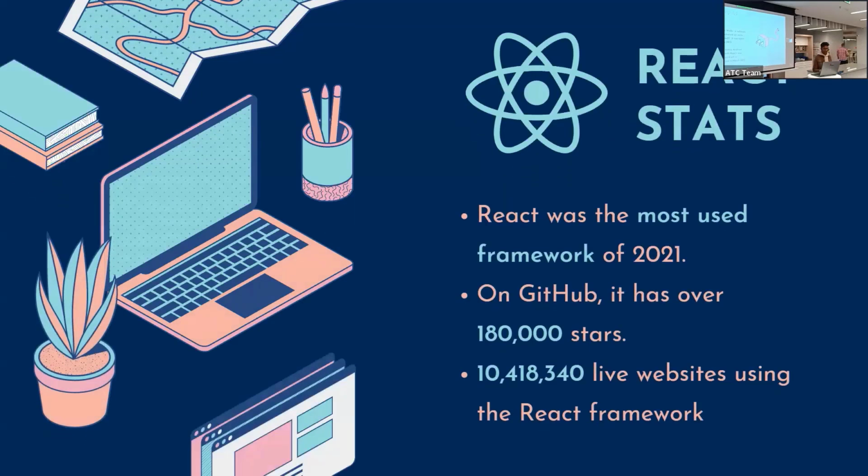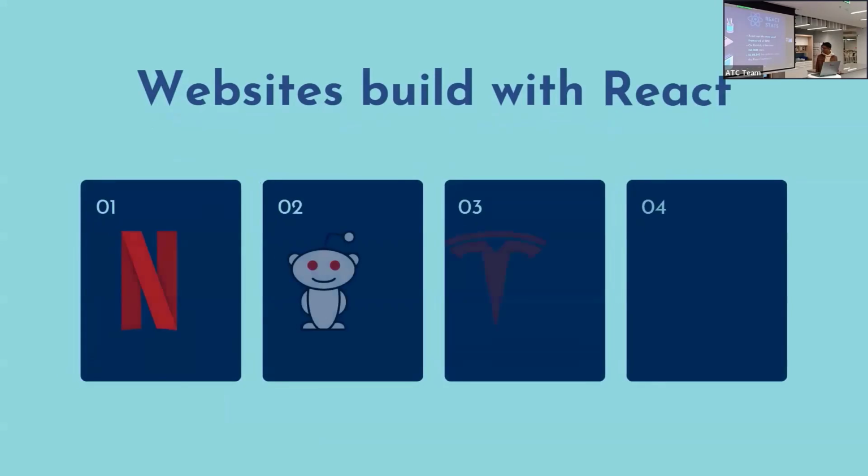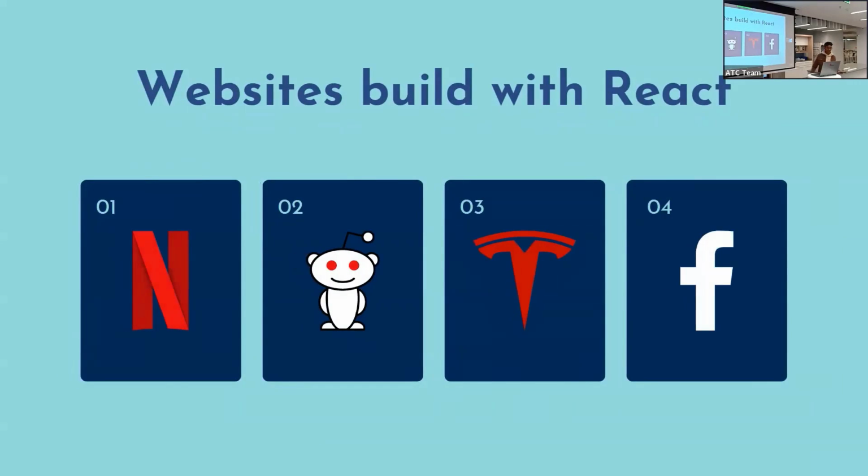So just some fun facts about React. React was the most used framework of 2021. Sorry for the lag, there's a lot of transitions. On GitHub, it has over 180,000 stars, and there are over 10 million live websites using React. Some of the most popular websites built with React are Netflix, Reddit, Tesla, and Facebook, of course, who developed React.